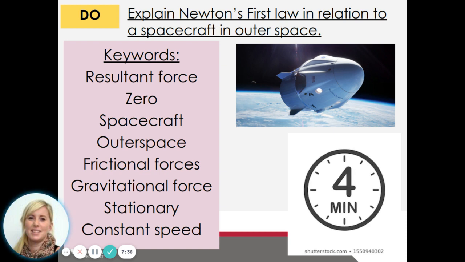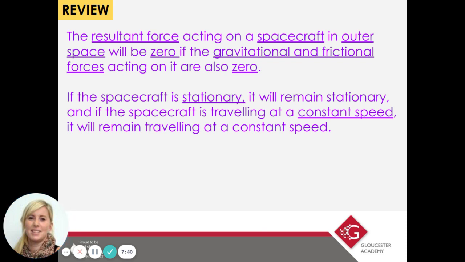Okay, so let's see what you've got then. So here's a model answer for what you could have written. So the resultant force acting on a spacecraft in outer space will be 0 if the gravitational and frictional forces acting on it are also 0. And you can see how I took the keywords and I've just underlined them to make sure I use them.